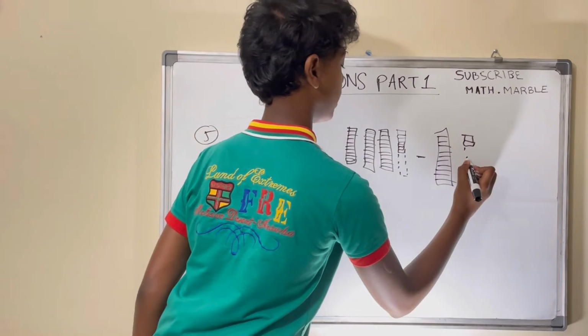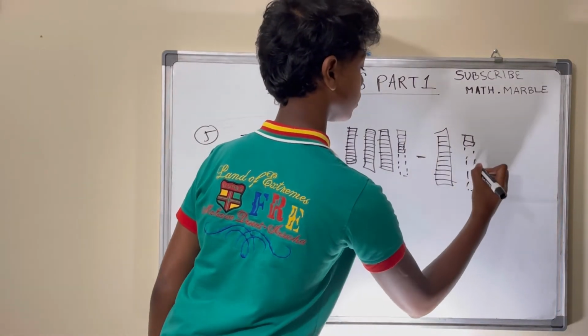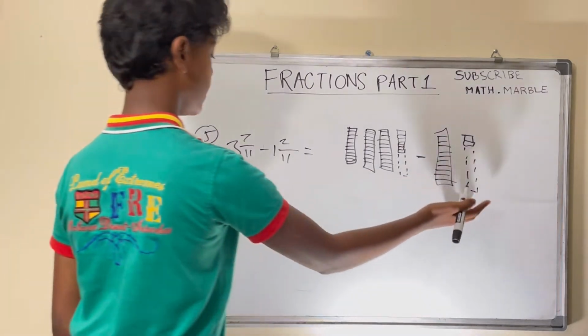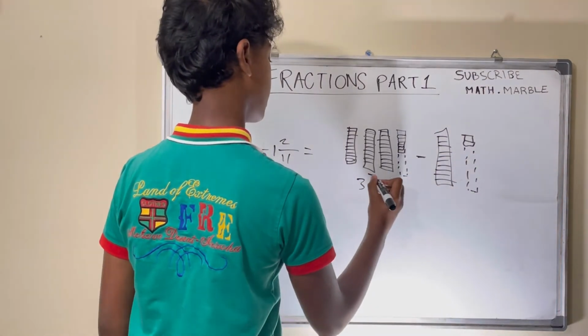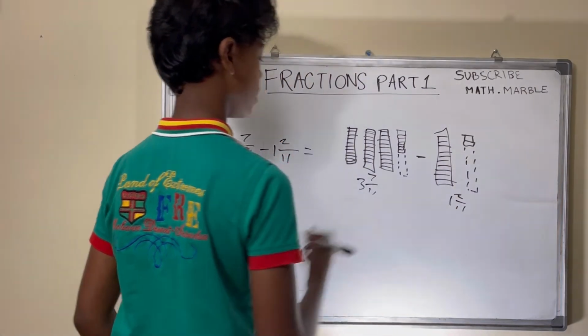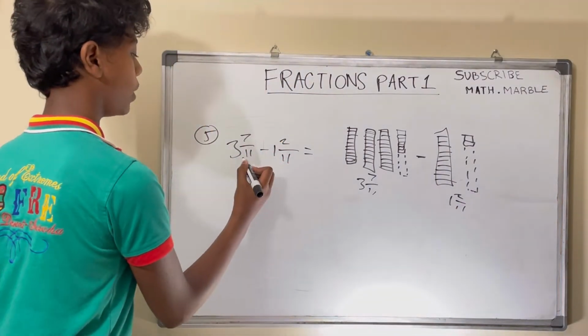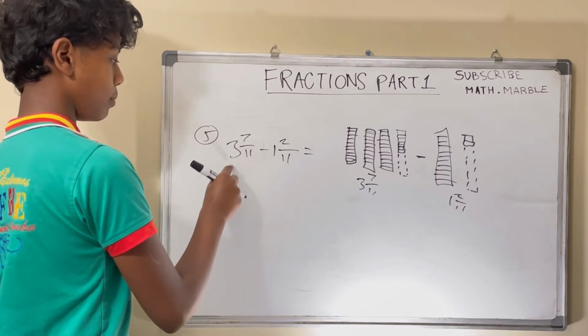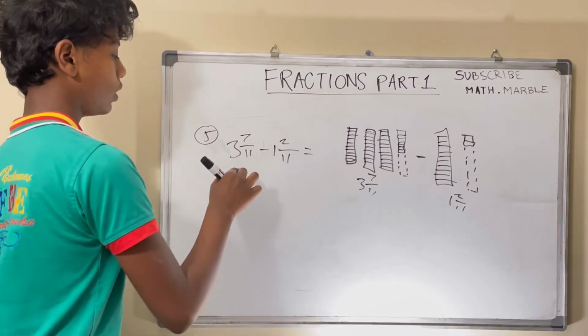And again, we can write our dotted line. So, this is the amount I'm giving him. This is 3 and 7/11ths. And this is 1 and 2/11ths. Now, again, we're working with the same denominator. But first, let's do the mixed number portion, the whole number portion.